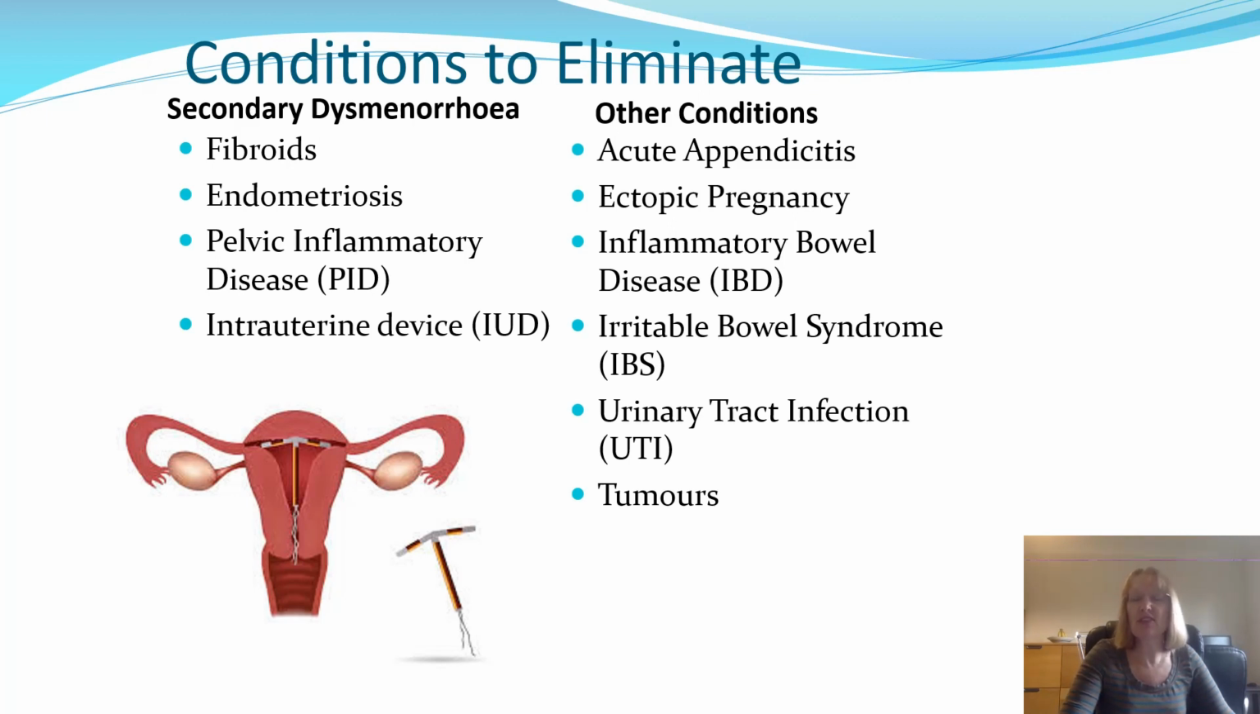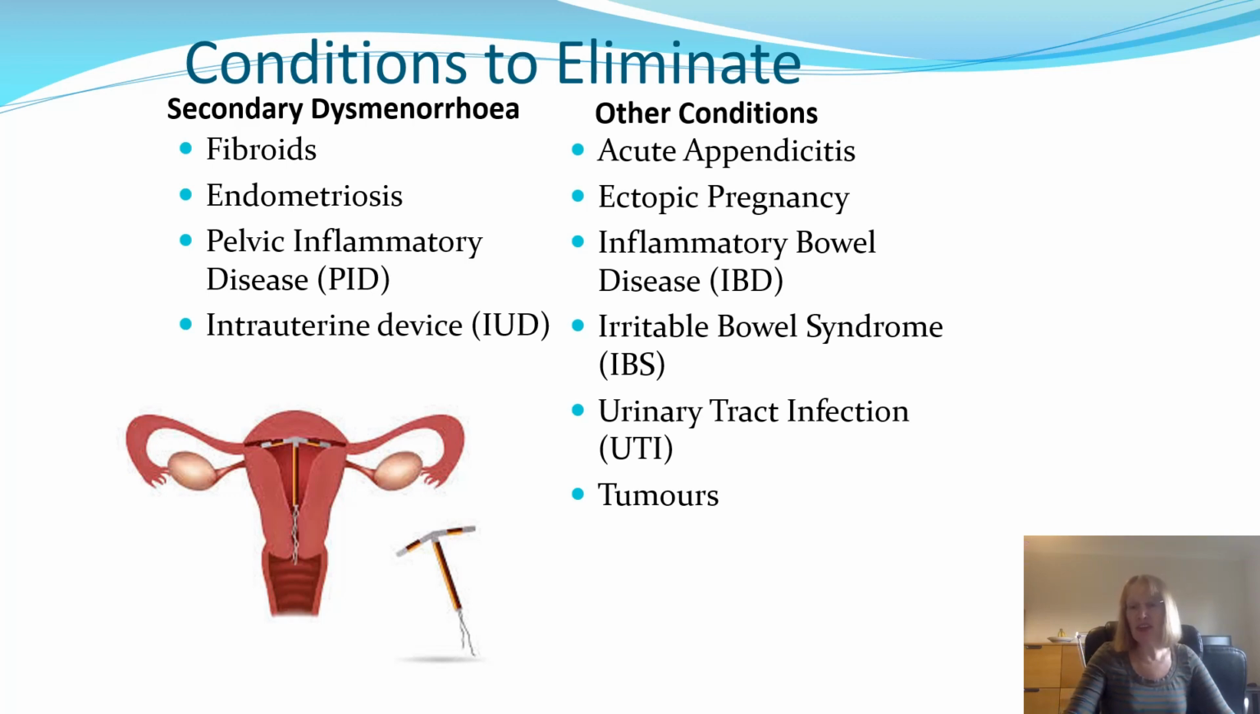Inflammatory bowel disease, so this is Crohn's or ulcerative colitis. With these conditions, you would usually get pain at other times of the cycle as well. So it wouldn't be something that's specific to the cycle, but somebody might confuse it if it starts around the time of their period. Irritable bowel syndrome is the same. This is where you've got irregular contractions of the intestines, and it's a very common condition. That can also be confused because you get cramping and abdominal pain with that as well.